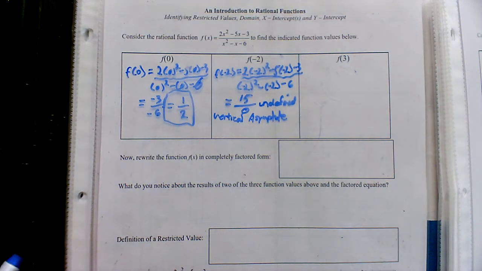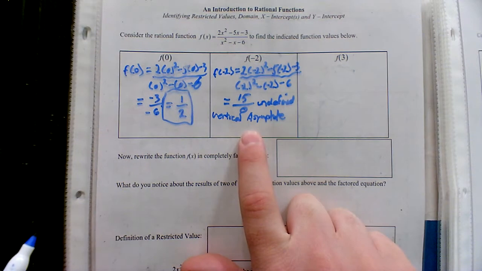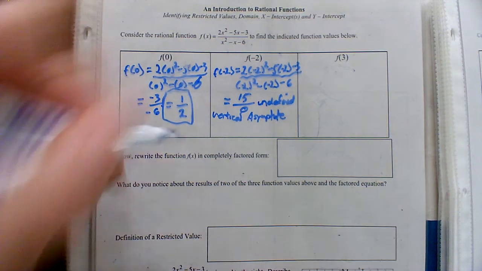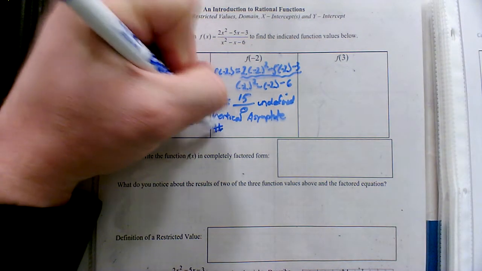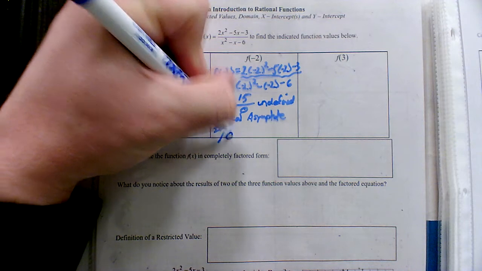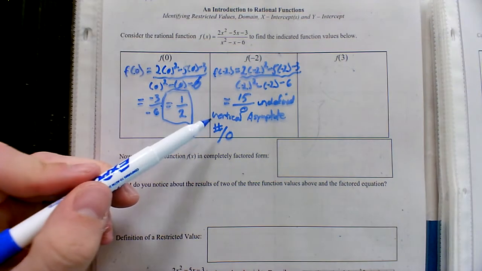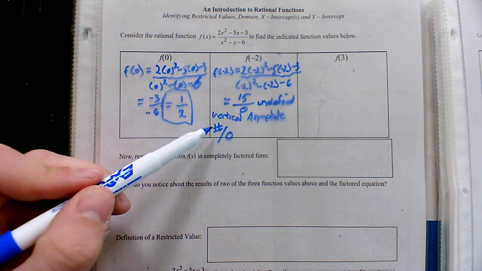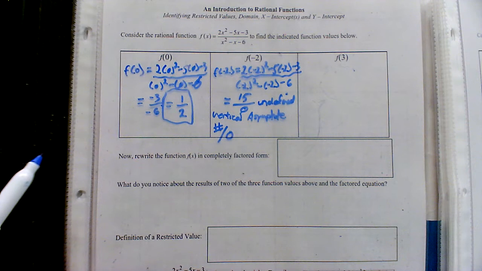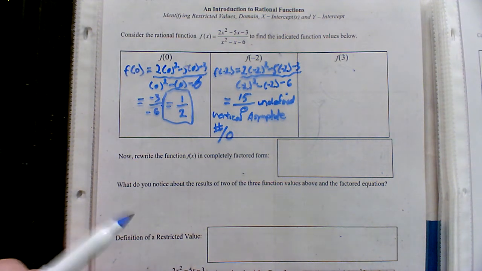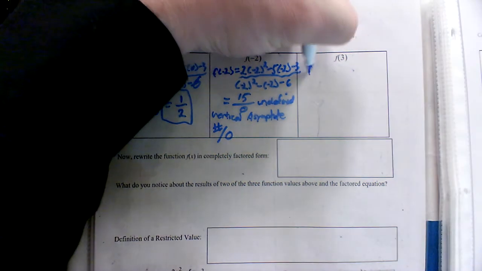So this is an important idea here. You're going to have a vertical asymptote if you get an answer, and you can write this down, that is some number divided by 0. That's when you get a vertical asymptote, when you get some number divided by 0. So 15 divided by 0, that's some number value divided by 0. Let's go ahead and try number 3 and look at its result, f of 3.